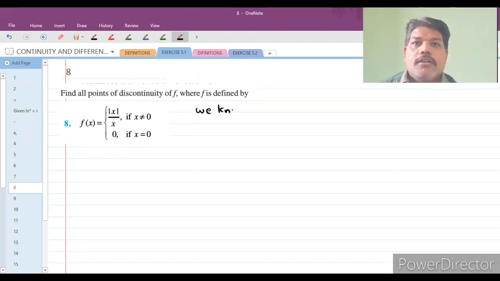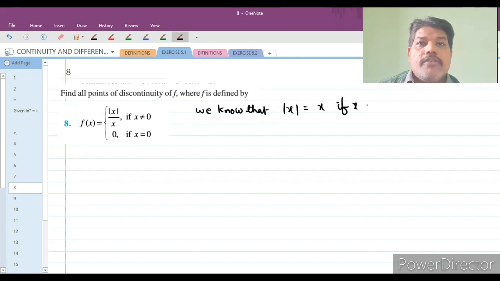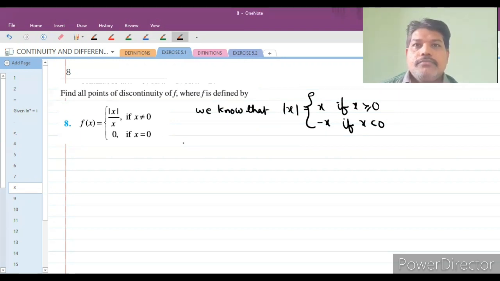We know that, what is mod x value? What is the meaning of mod x? Mod x is equal to x if x value is greater than or equal to 0, yes or no? And this value will become minus x if x value is less than 0. So automatically the given function will change like this. Is the given f of x equal to... So see this question, students.